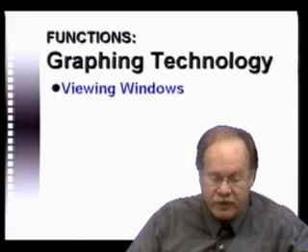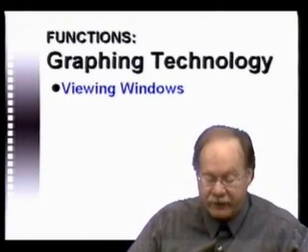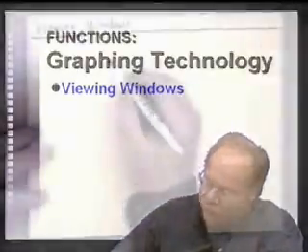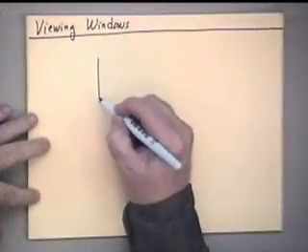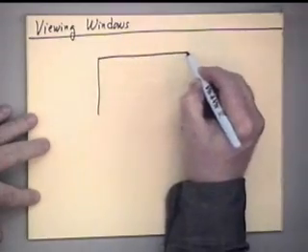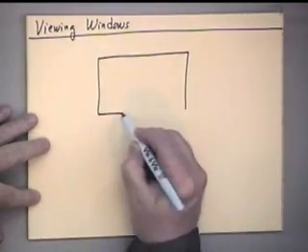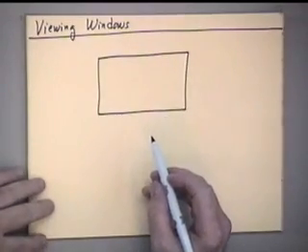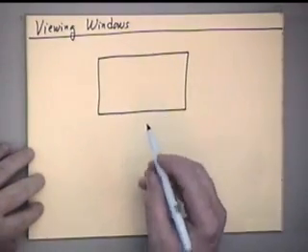Viewing windows, which is most appropriate for graphing calculators, but does have bearing on computer software also. Viewing windows means that whenever you produce a graph on a piece of technology, you can only look through a given window, the window that the software or the graphing calculator allows you to look through.